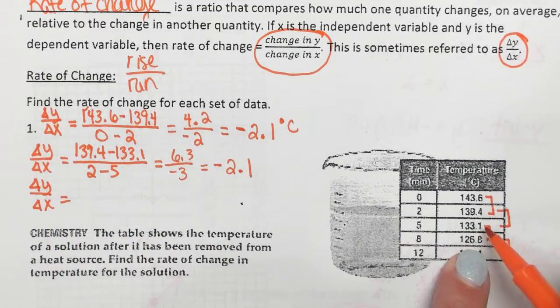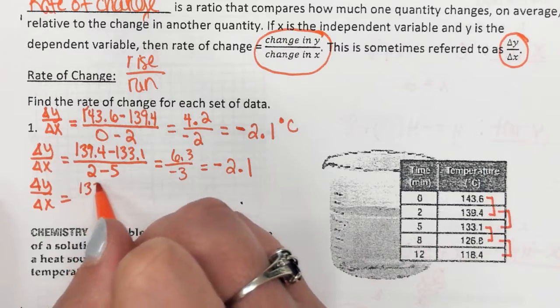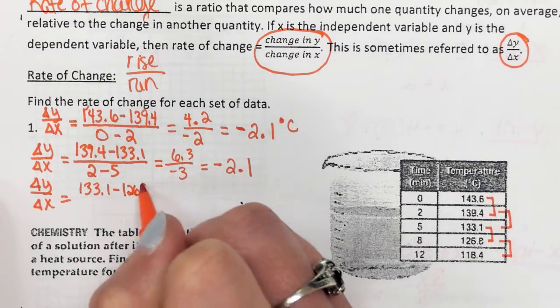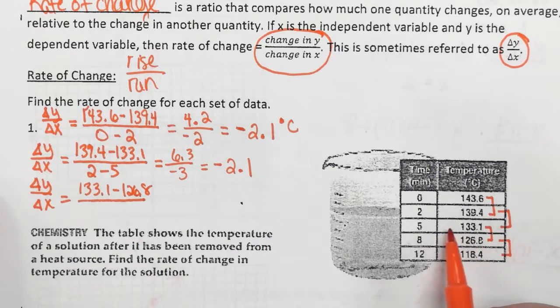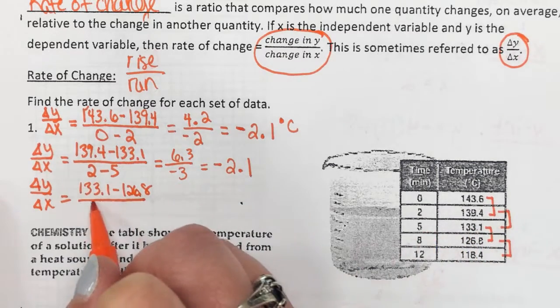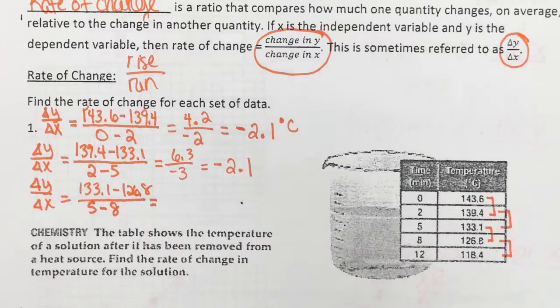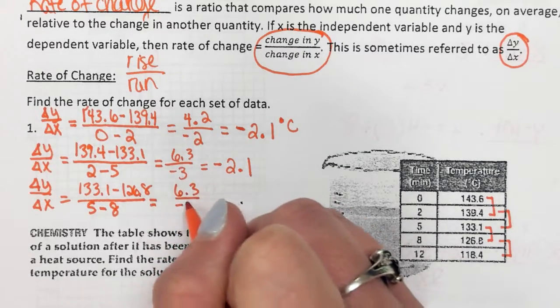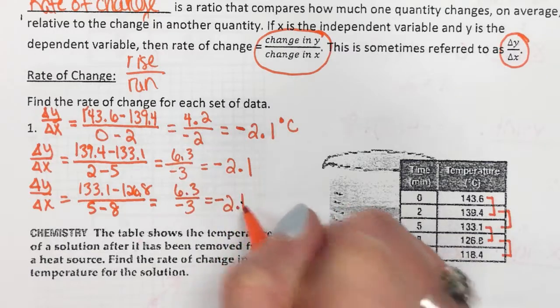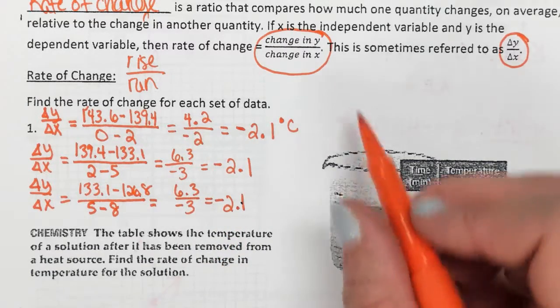All right, 2 more. Here we go. We got 133.1 and 126.8. Which one you want to do? So what's the x that goes with 133? 5 minus 8. I told you it was easy today. What'd you get? 6.3 over negative 3. There you go, that's negative 2.1. We just did that one. All right, last one. Here we go.